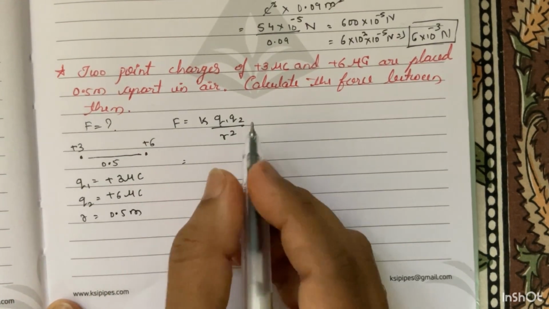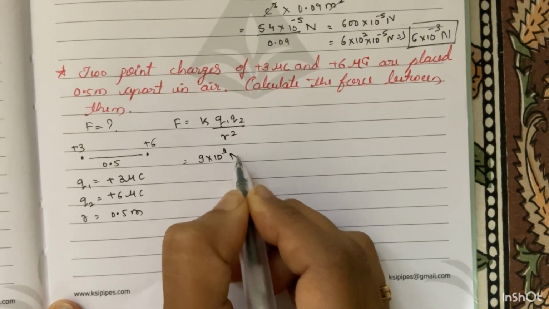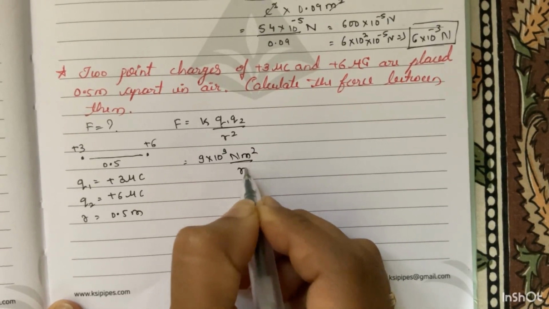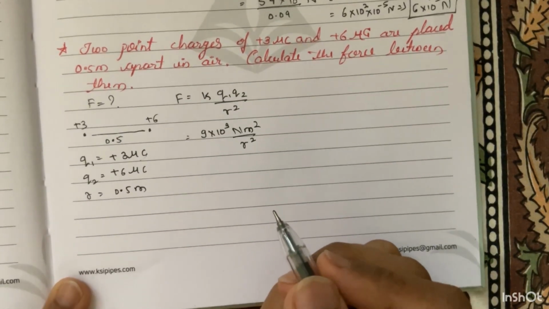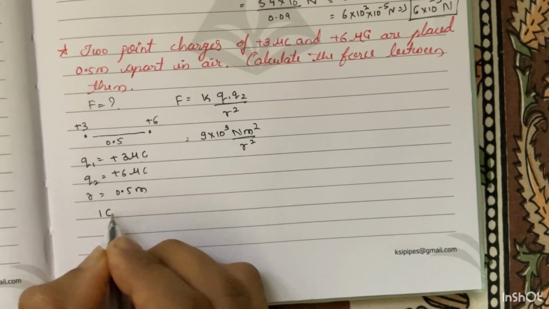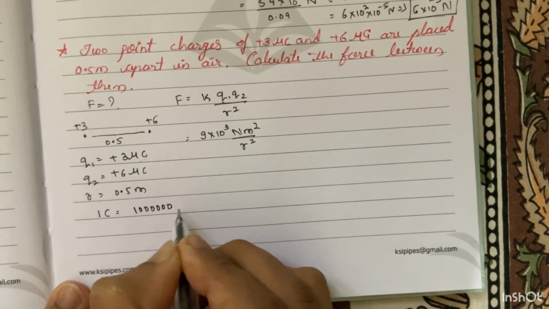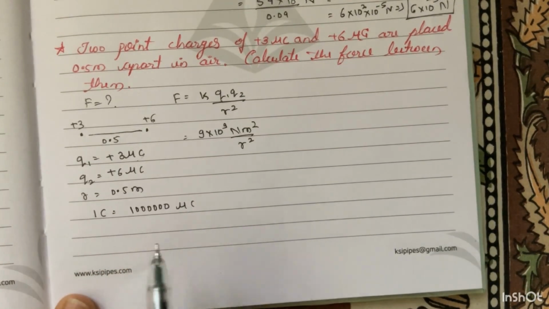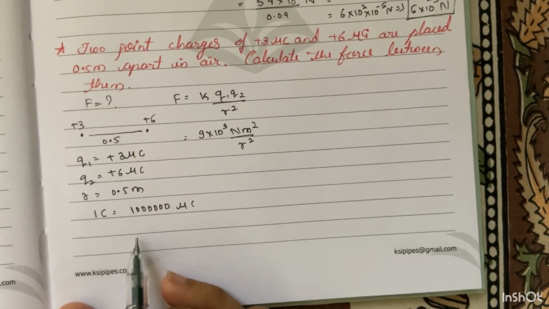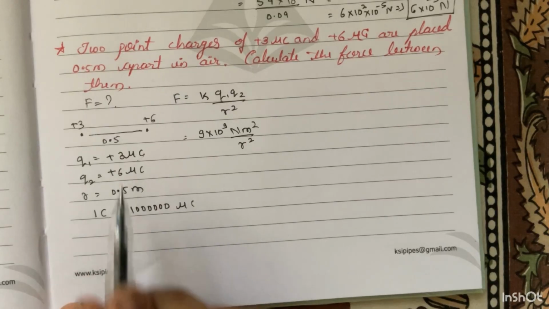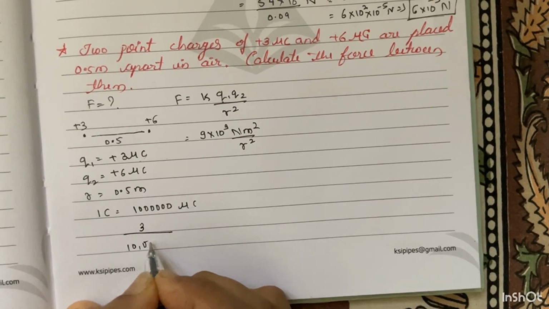Now the k value is 9 into 10 raised to the power 9 Newton meter square over r square. Here the charges are in microcoulombs, so we need to convert them to coulombs. We know that 1 coulomb equals 10 lakh microcoulombs. So to convert microcoulombs to coulombs, we need to divide by 10 lakh. Since we have 3 here, we need to divide it by 10 lakh.